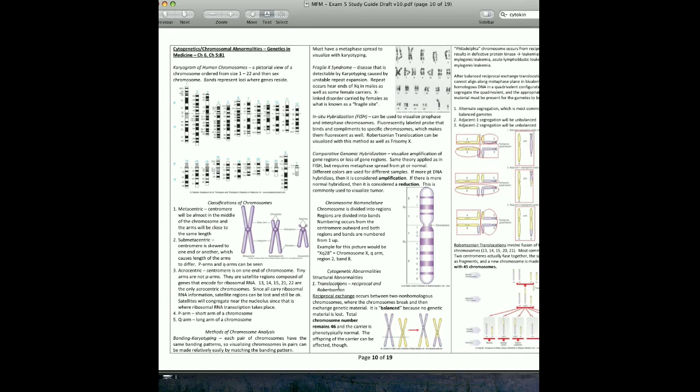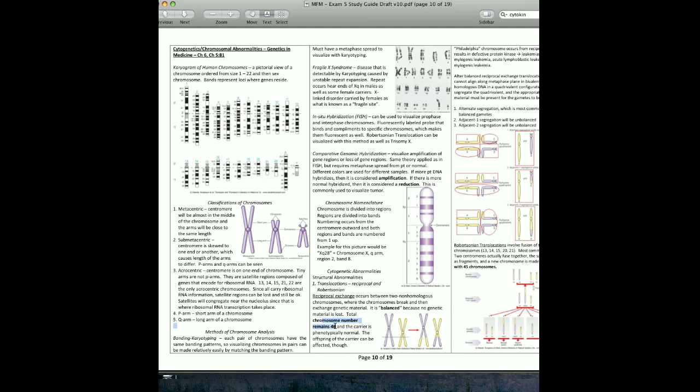So continuing on, the cytogenic abnormalities. There's 5 of them that we're going to go through briefly. You have structural abnormalities like translocations. There's 2 different types of translocations. One is a reciprocal exchange. This reciprocal exchange means that it's reciprocal. There's 2 chromosomes that exchange the same amount of genetic information.